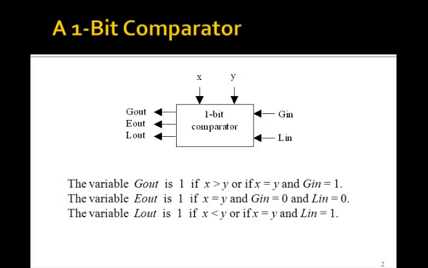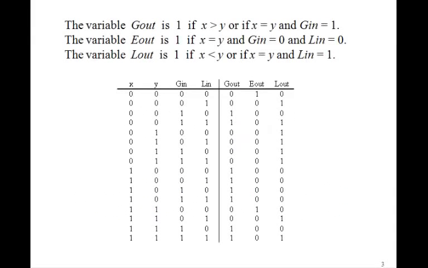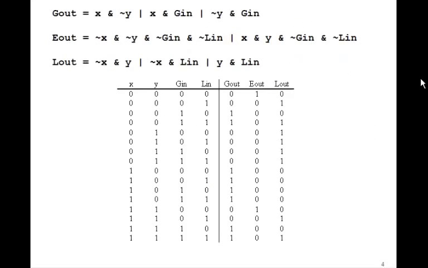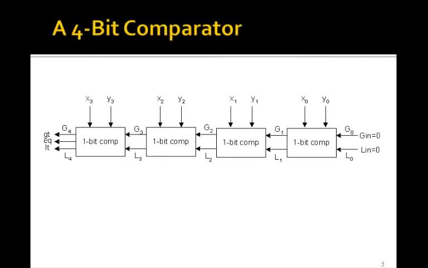You remember from the last lesson we designed this 1-bit comparator. We made this truth table, and then by using Karnaugh maps you could get these 3 logic equations for G out, E out, and L out. So we're going to use those to make a 1-bit comparator and then instantiate 4 copies of it. So this is going to be our 4-bit comparator, 4 1-bit comparators.